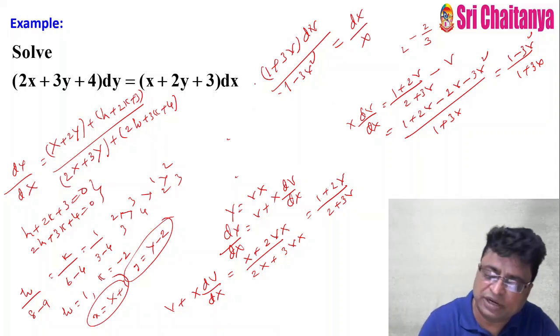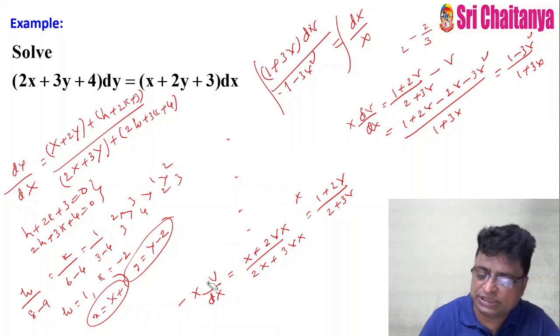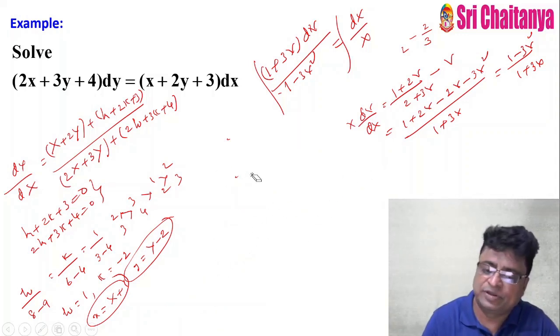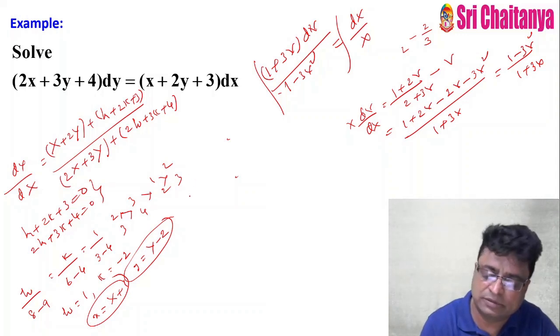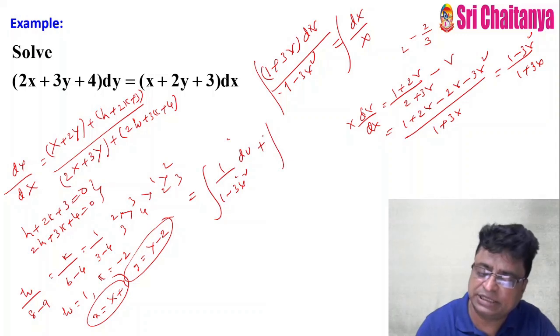Now integrate on both sides. How can we integrate? Separate these two terms. I can do it like this. So this becomes integration of 1 by (1 − 3V²) dV plus integration of 3V dV by (1 − 3V²). This is equal to integration of dX by X.